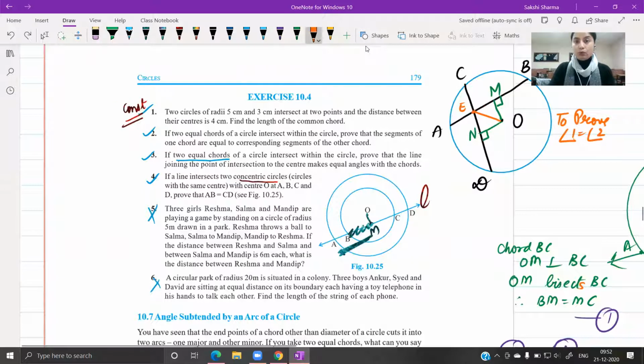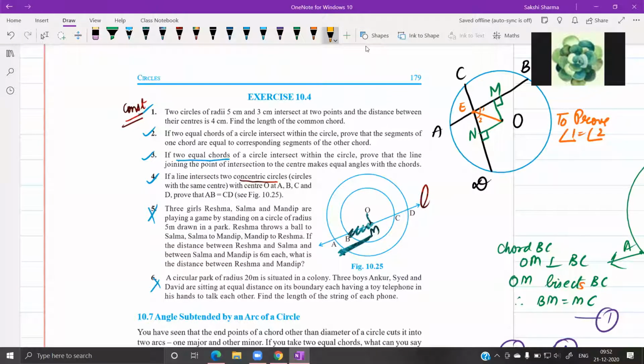I want to prove angle 1 equal to angle 2. So I would like to prove the triangles containing angle 1 and angle 2 congruent to each other. And by CPCT, I would be able to write down angle 1 equals to angle 2. Can we prove that?